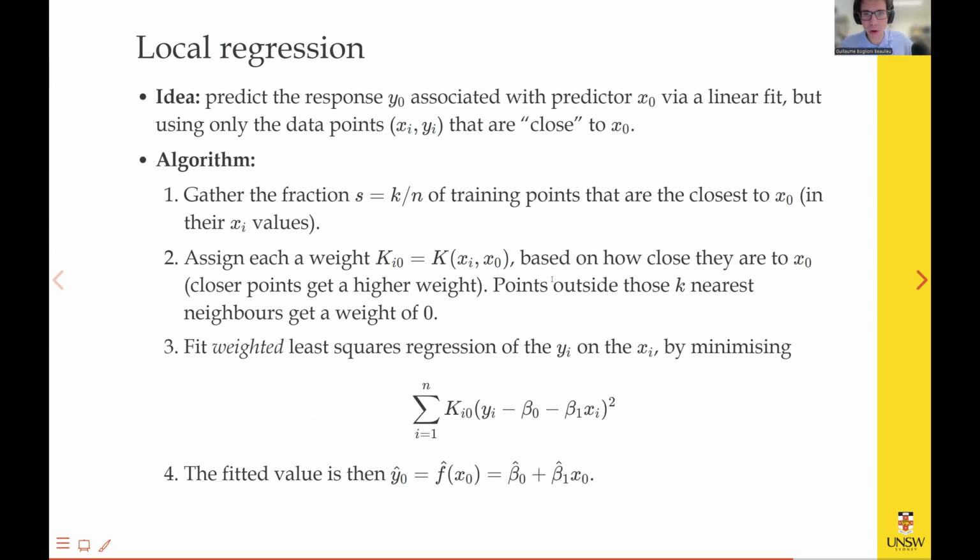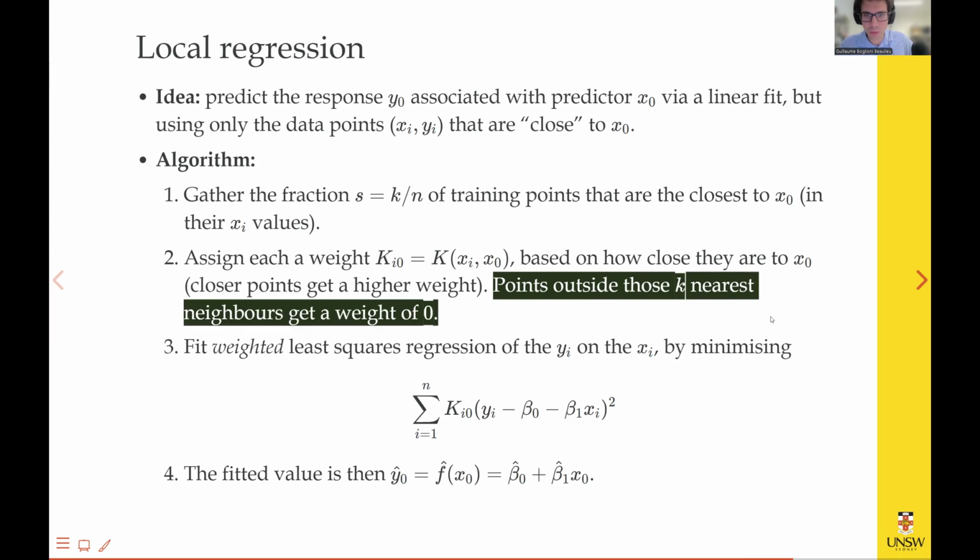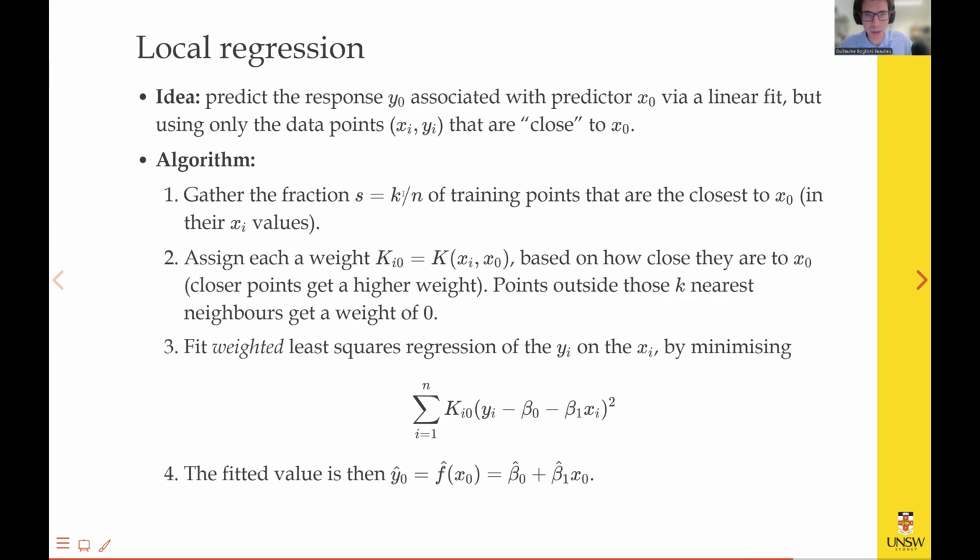Now, points that are outside those k nearest neighbors, because again, remember here we pick the k points that are closest to x0, those points that are further away have a weight of 0. And then we do a least squares regression like usual, simply that now we have a weight on every point that is inside our linear regression. So we minimize this quantity.